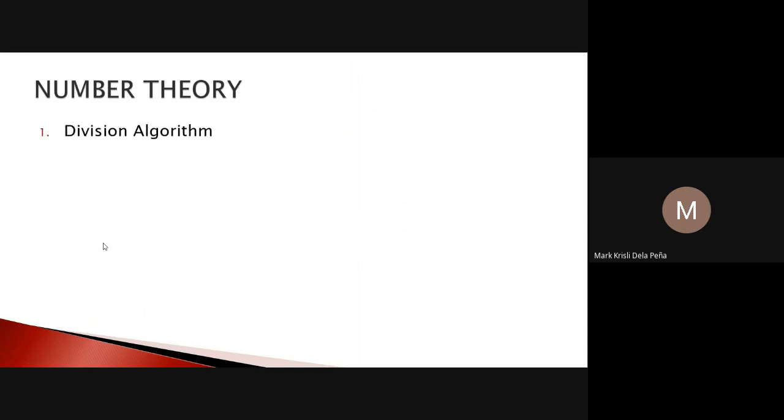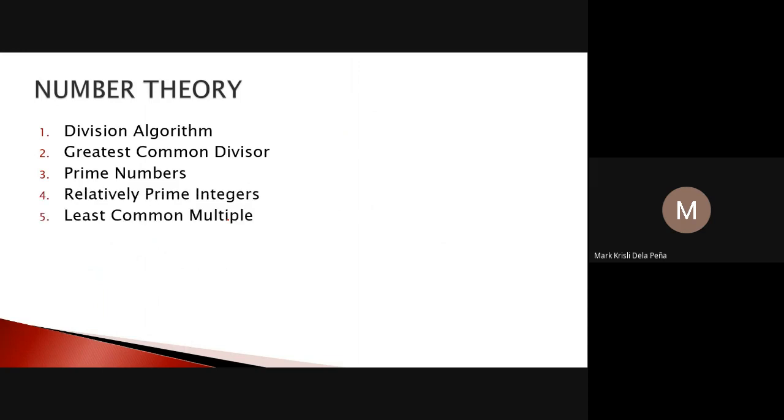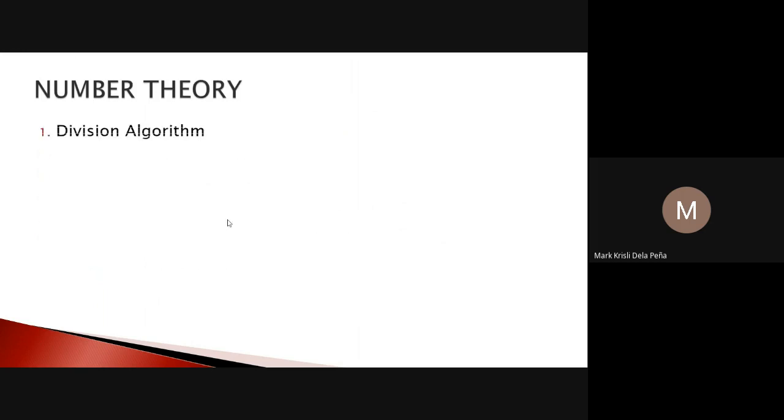Now, the first operation in number theory is about the division algorithm. So we know how to divide already, but what's the algorithm when dividing a number? We'll also be discussing greatest common divisor, prime numbers, relatively prime numbers, least common multiple, and the phi function or the Euler totient function. Let's start with the division algorithm.